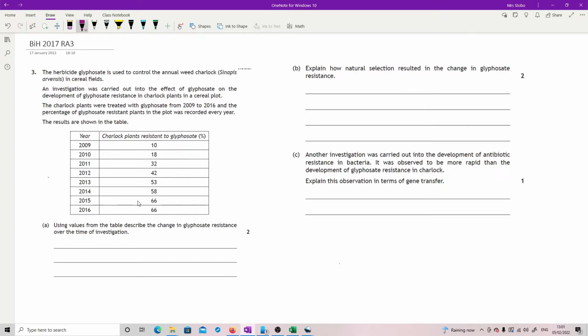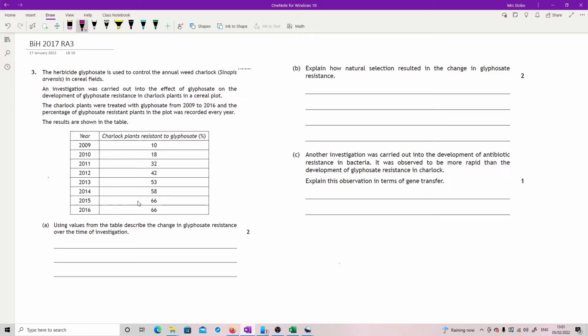Question 3. The herbicide glyphosate is used to control the annual weed charlock in cereal fields. An investigation was carried out into the effects of glyphosate on the development of glyphosate resistance in the charlock plants in a cereal plot. The charlock plants were treated with glyphosate from 2009 to 2016, and the percentage of resistant plants in the plot was recorded every year. Results shown. Using values from the table, describe the changes in glyphosate resistance over the time of the investigation.